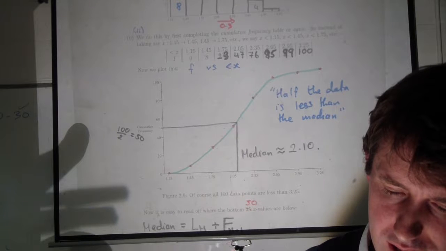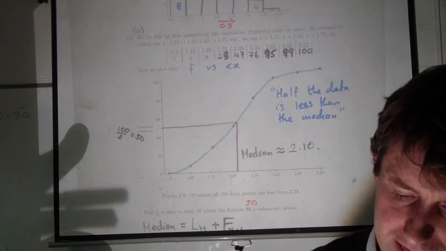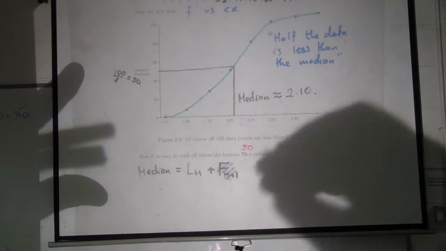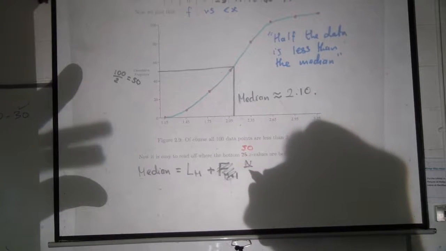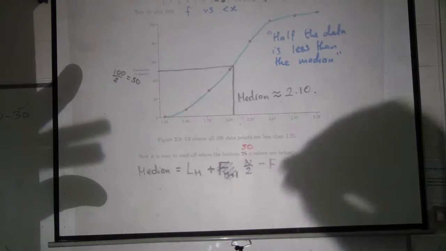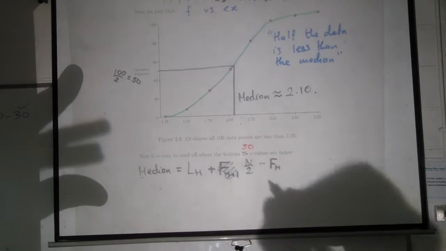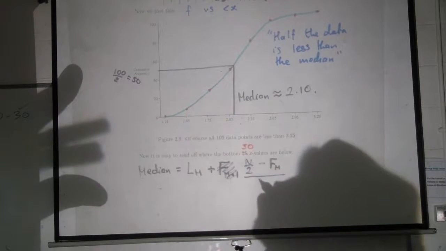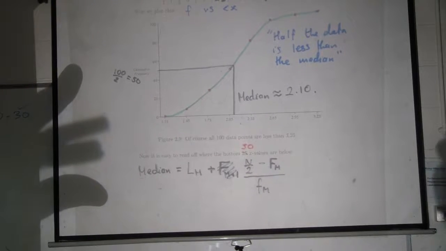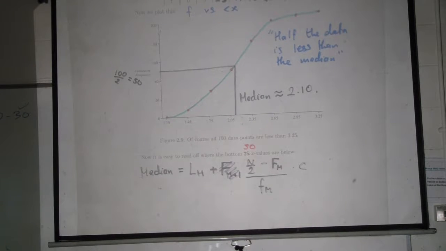No, that's not quite right. So it would be the n over 2, the 50, take away actually the lower one, which was 47. 50 take away 47, the 3, divided by the frequency of the median class, that's the 29, times the C. So that would be the formula, but you'd have to look at the thing above, then make yourself understand these symbols, and then you have a formula, but I wouldn't go further than that.